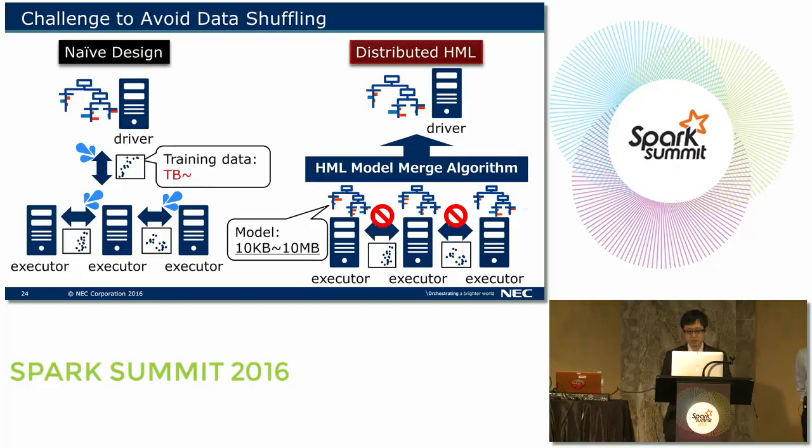On the other hand, the size of the model information of HML is much smaller than the training data. It is usually 10 kilobytes to 10 megabytes. From this observation, we designed distributed HML so that it merges the locally run HML models on executors into one consistent model on the driver. With this design, no data shuffling of training data happens.